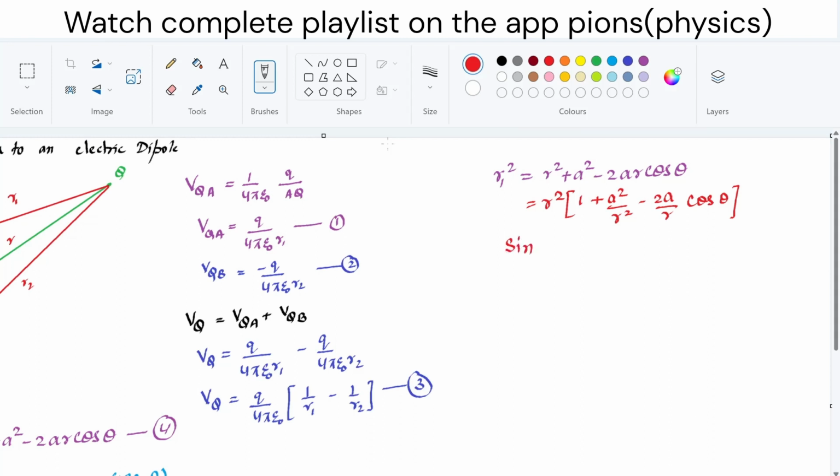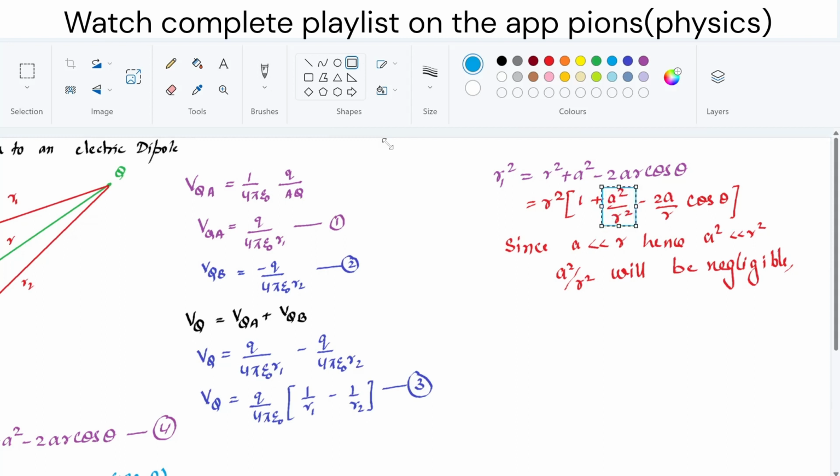Okay. Now since A is very, very small compared to R, hence A square will be very, very small than R square. So A square by R square will be negligible. If it is negligible, we can ignore this term. Which term? Let me make a small box around it. This term will be ignored. Why is it ignored? Because of its very small value. So R1 square will be equal to R square, and inside the bracket, we are left with 1 minus 2A whole divided by R cos theta.